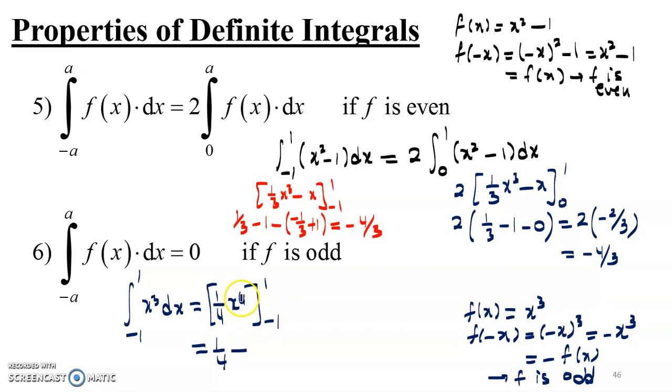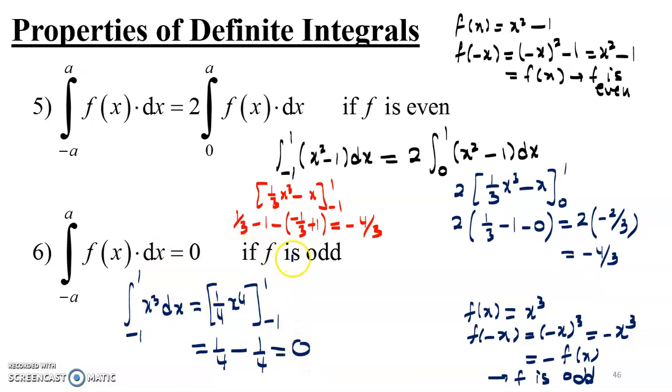Now the exponent here is even, so negative 1 to the 4 is in fact equal to 1. So we end up with 1 over 4 minus 1 over 4, which is equal to 0. However, again, it's okay if you did not notice that f is even and you can immediately use this property. That is okay. If you evaluate the integral, you're going to eventually end up with the integral equal to 0.